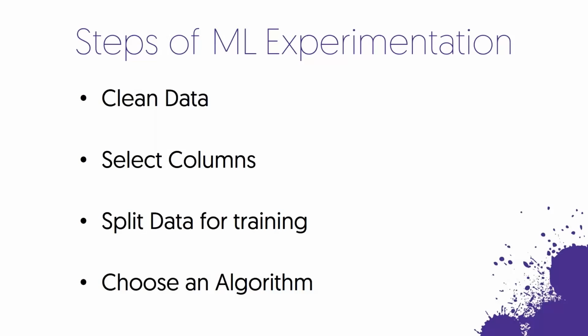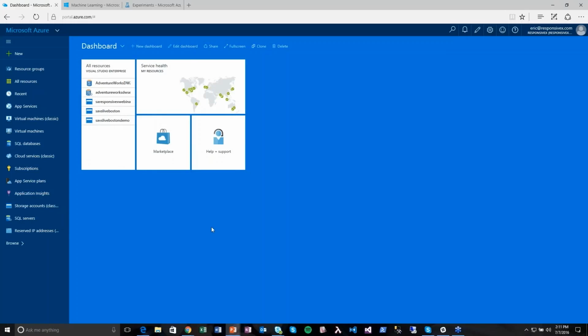And then we're going to route that into an algorithm. We're going to choose an algorithm from the large collection of algorithms that we have to choose from and bring that in and create a model from our data in our experiment. So that's our process. With that, I'm going to break out into a browser, and this is the new Azure portal.